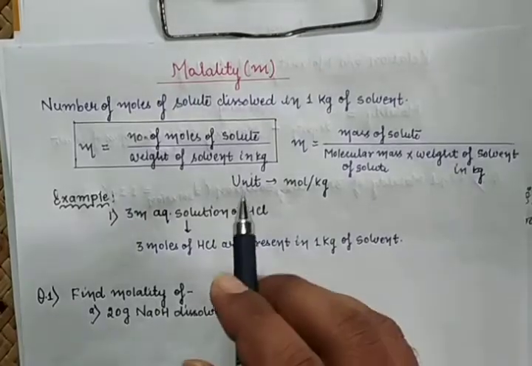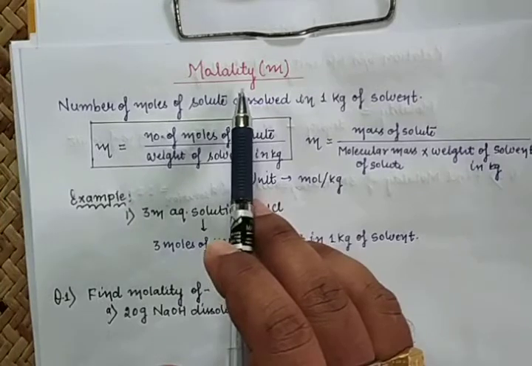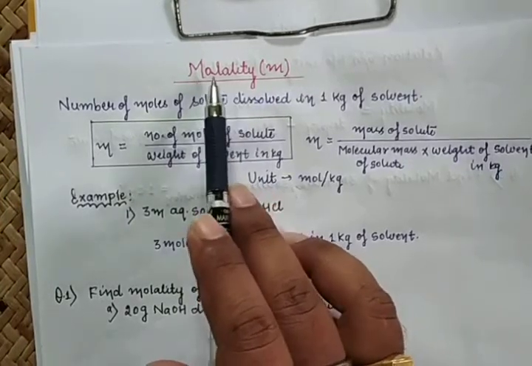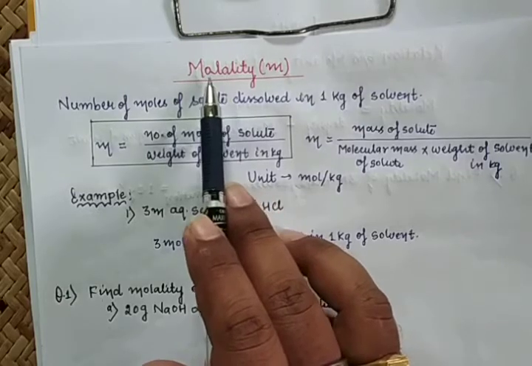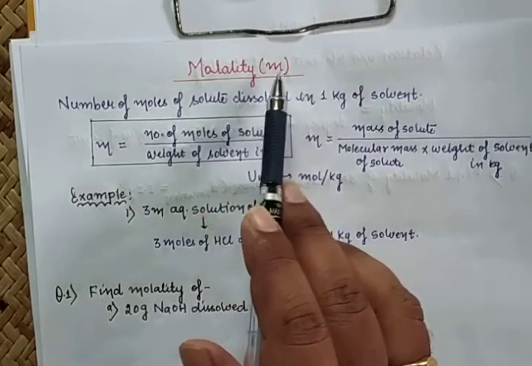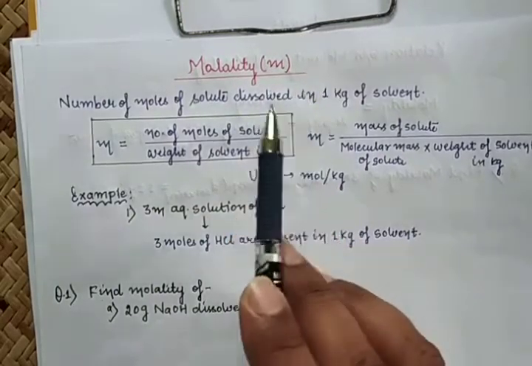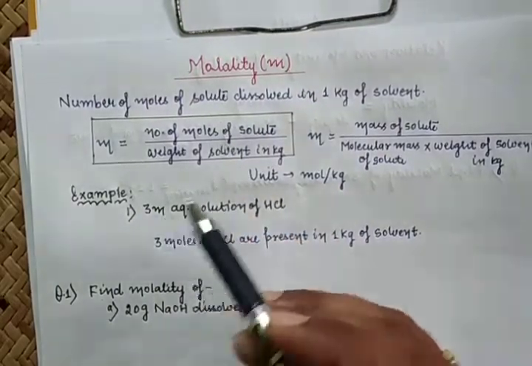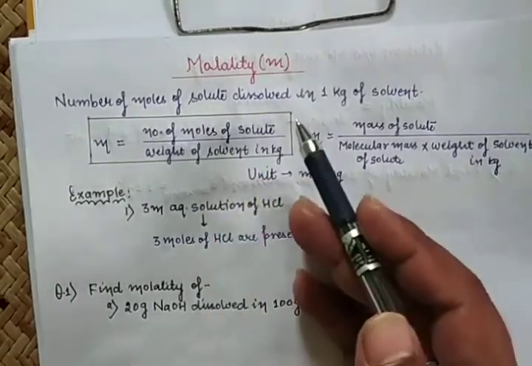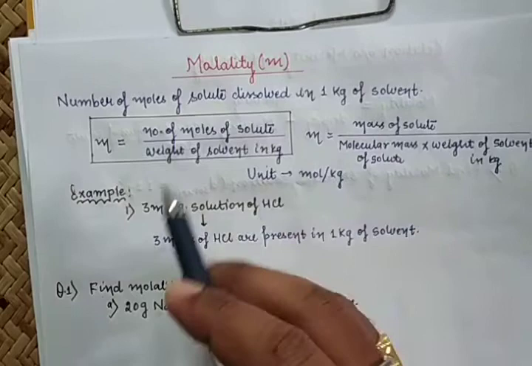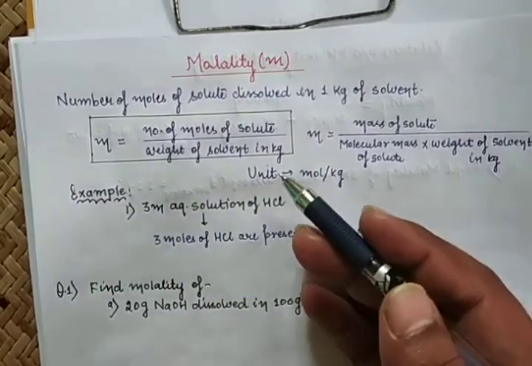Hello student, now again the concentration term part. The next part is molality after molarity. Now there is a difference between molarity and molality. Molality is represented by small m, but molarity is represented by capital M. If you have a molal solution, molal means molality. If you have a molar solution, it means you have molarity.